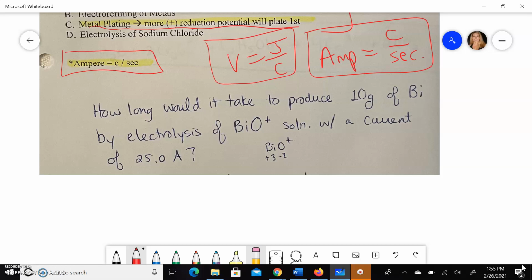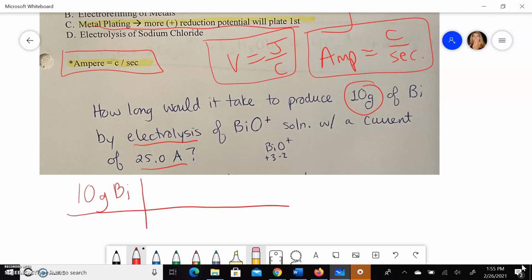So this question is saying, how long will it take to produce 10 grams of bismuth by electrolysis? And we've got a current of 25 amps. So let's go ahead and start with what we're given. We have 10 grams. And this is going to be a big, long fence. The first thing is whenever you have grams, you're almost always going to turn it into moles. So let's go ahead and use the periodic table. If you find bismuth, it's about 209 grams per mole.